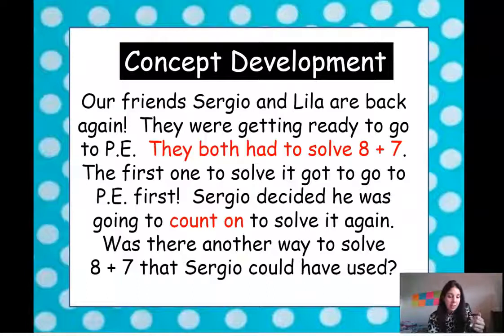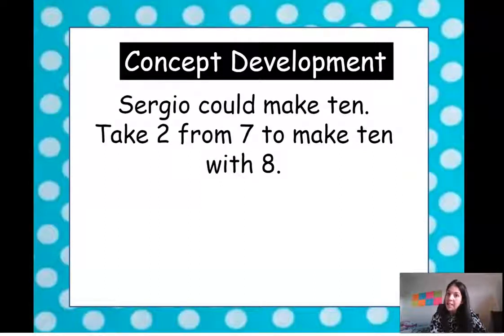Our friends Sergio and Lila are back again. They're getting ready to go to PE. They both had to solve 8 plus 7. The first one to solve it got to go to PE first. Sergio decided he was going to count on to solve it again. Remember last time he counted on. Is there another way to solve 8 plus 7 that he could have used instead of counting on? Maybe making a 10. He could make 10. Take 2 from 7 and make 10 with the 8.